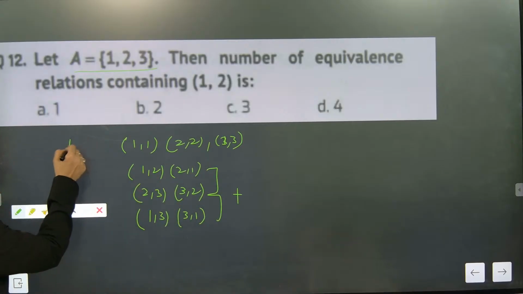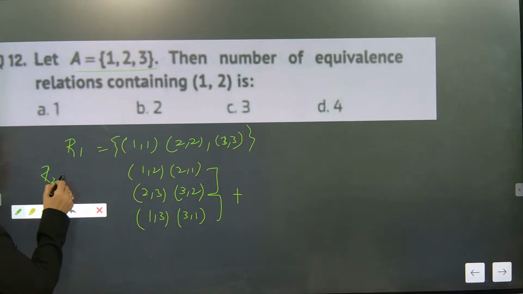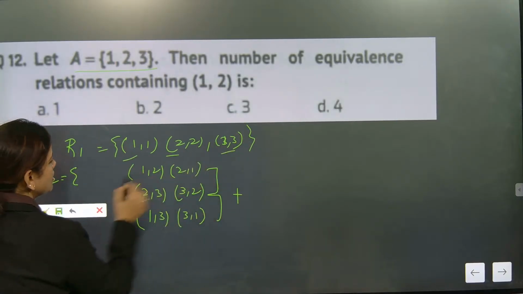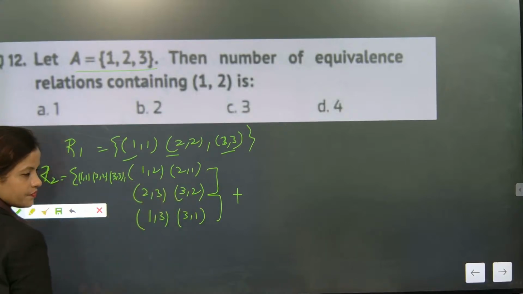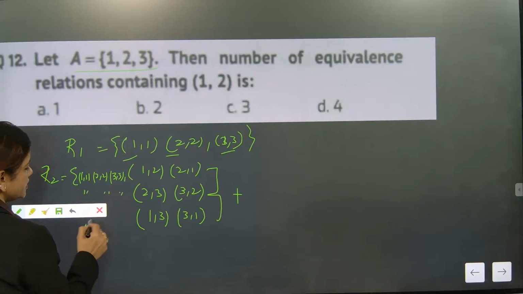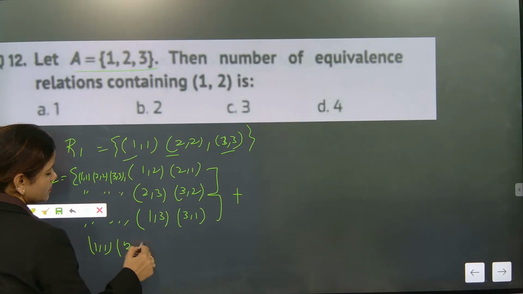One set I told R1 will be having only this. R2 will have all these 3, with 1, 1, 2, 2, 3, 3. With all these 3, this is there. Then here again, this is there. This is there. So last set will be what? When all elements will be there.